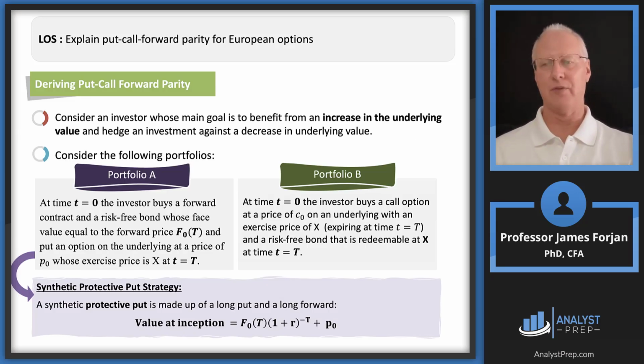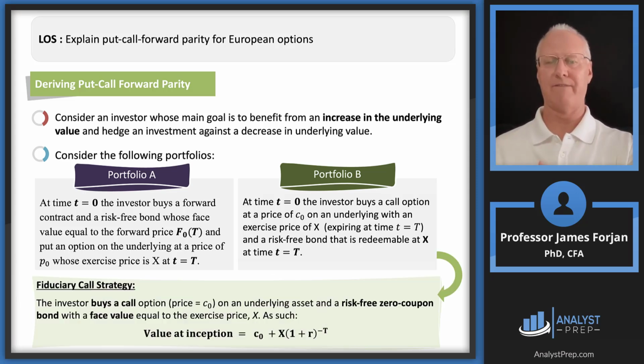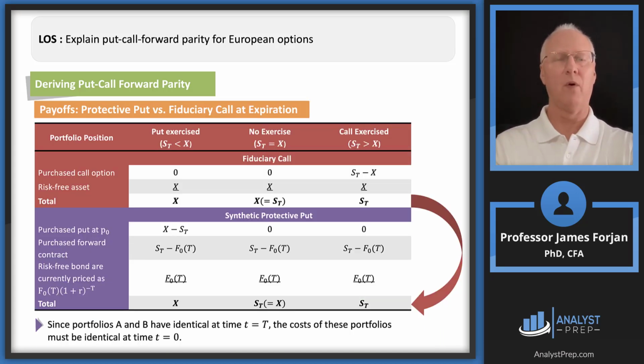And so we can go through this same portfolio A and the same portfolio B with the exact same types of examples and inputs that we used earlier, but just look at portfolio A. All we're doing is buying a forward contract instead of buying the share of stock. So look at the bottom, there's that synthetic protective put strategy. There we go at the bottom. And then there's the fiduciary call strategy. That's no different than what we did before.